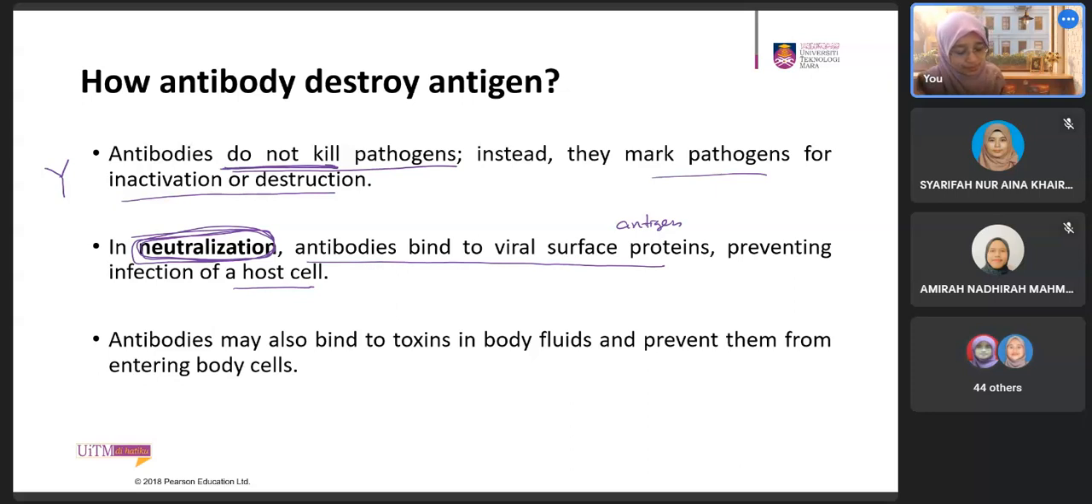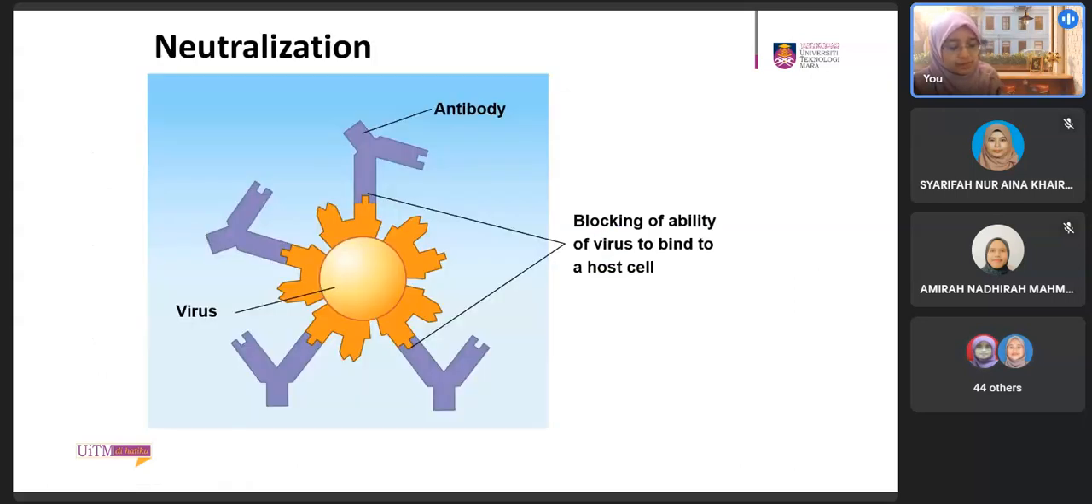Okay. So antibodies may also bind to toxin in body fluids and prevent them from entering your body cells. You do not want the virus or the toxin produced by the virus or the bacteria to enter into your body. Okay. So this is neutralization. So you have the virus that has antigen on its cell surface. So as you can see, these are epitopes lah, kan? Epitopes. So the antibody, this is the antigen binding site.